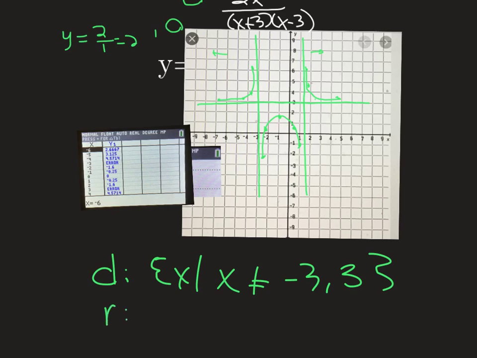The range, it is going up and down forever. So I'm going to say y is going y, but it cannot equal. Notice that the horizontal asymptote is at 2, so it cannot equal 2. So here's what's going to happen every time. Your domain is going to be whatever your vertical asymptotes are. Your range is going to be what your horizontal asymptotes are most of the time.